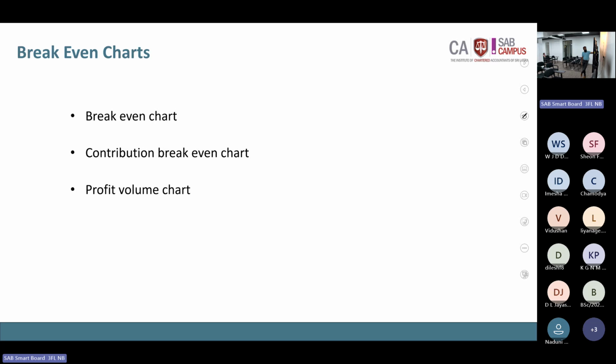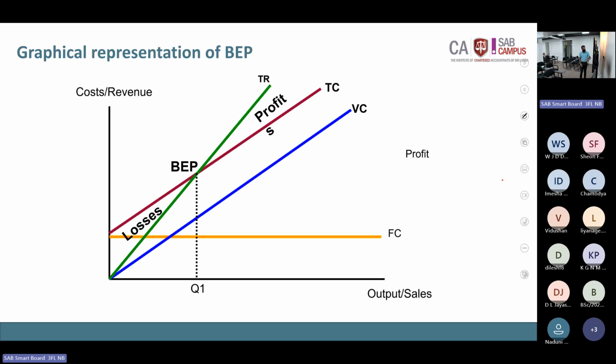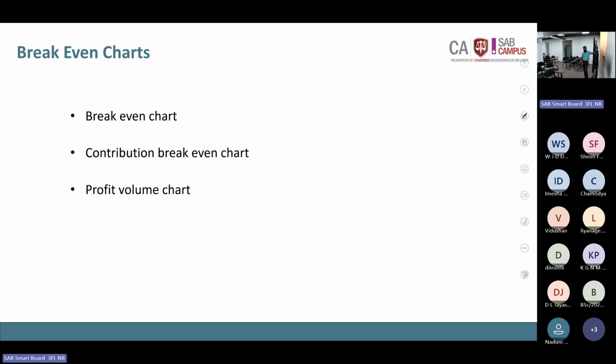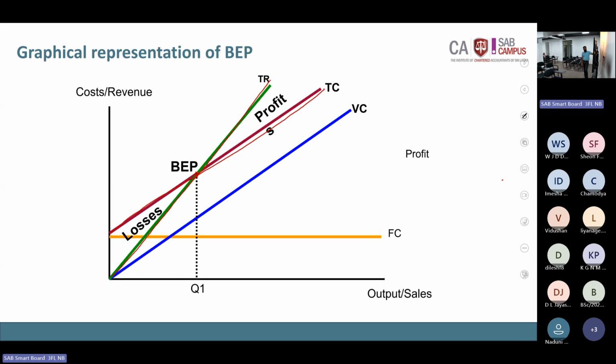Break-even chart means in break-even charts we just draw this total revenue line and total cost, and then we can identify the break-even. That we call it as break-even chart. Right? So then we have the contribution break-even chart. So that we draw this variable cost line as well, then we can identify how much is the contribution.